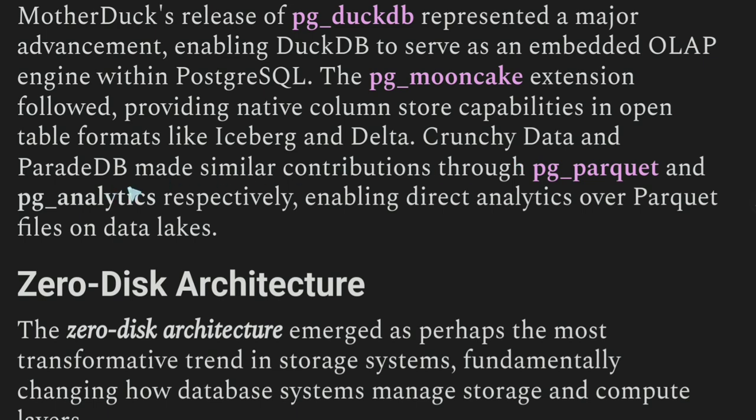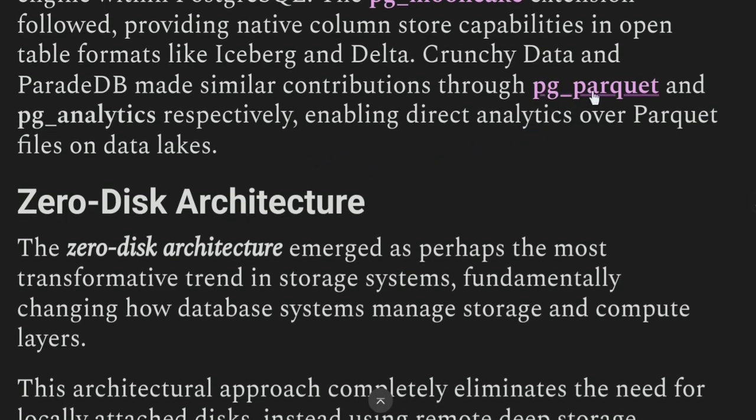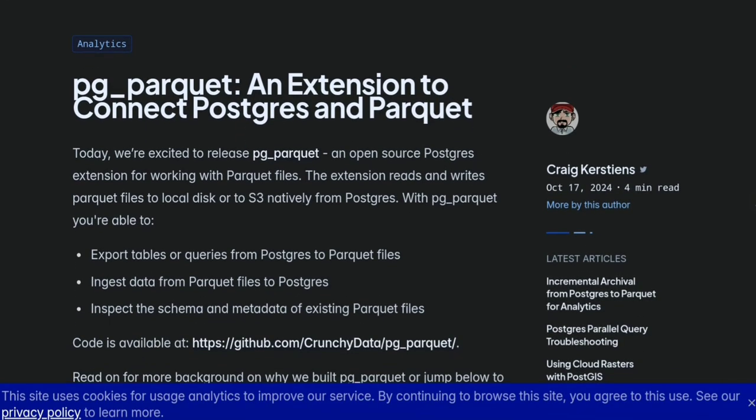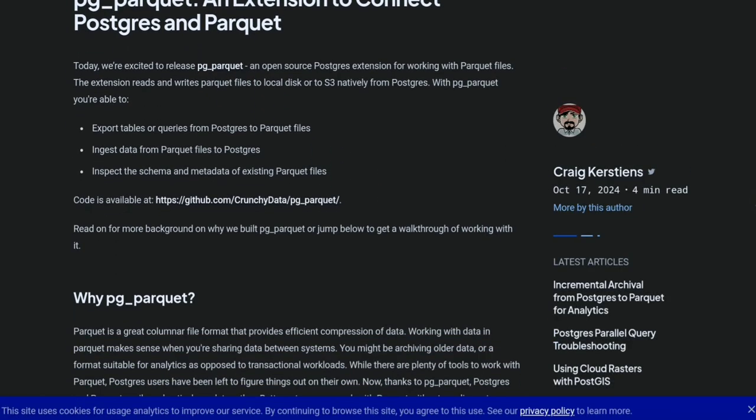Crunchy Data and ParadeDB made similar contributions to PG Parquet and PG Analytics, respectively, enabling direct analytics over Parquet files on data lakes. Wow, this is just amazing. For example, PG Parquet is an extension to connect Postgres and Parquet. Just have everything.